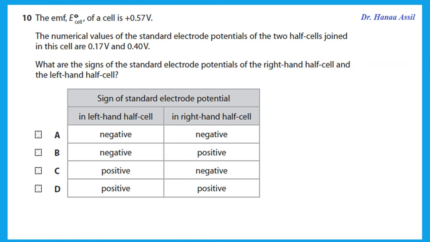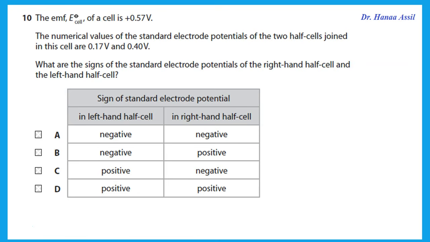The EMF of a cell is plus 0.57. The numerical values of the standard electrode potentials of the two half cells are 0.17 and 0.4. What are the signs of the standard electrode potentials of the right hand half cell and the left hand half cell?